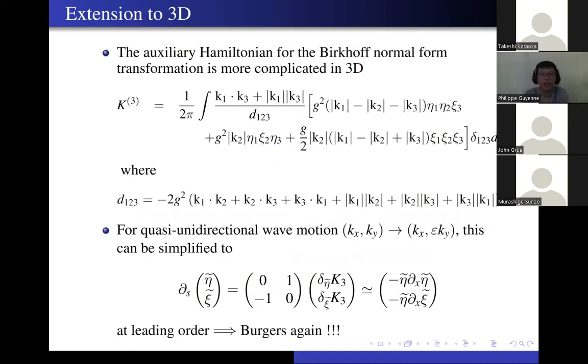Now, what about the surface reconstructions? Unfortunately, you can still write down a K3 for the surface reconstructions in 3D. Unfortunately, we're not able to simplify it. It's definitely more complicated in 3D than in 2D, and we're not able to simplify it to get a nice PDE system at the end that you can solve easily. And therefore, we needed to make some approximations, taking advantage of the fact that we have a quasi unidirectional wave motion in this case. You can simplify your transformations, and to leading order, not surprisingly, you recover Burgers. And so we use that instead of the more complicated expressions for the surface reconstructions, because you can more easily solve this numerically.